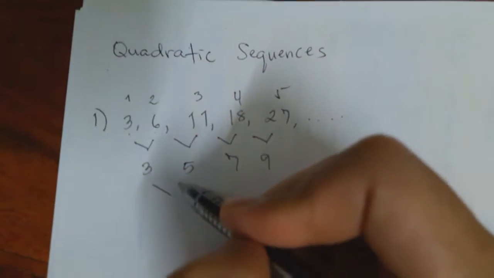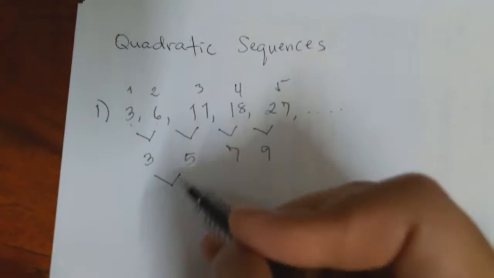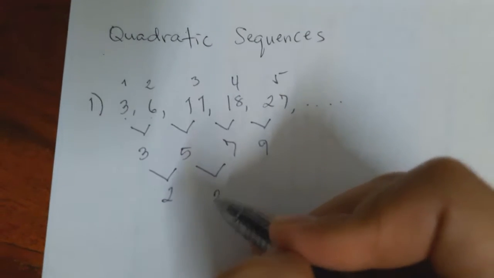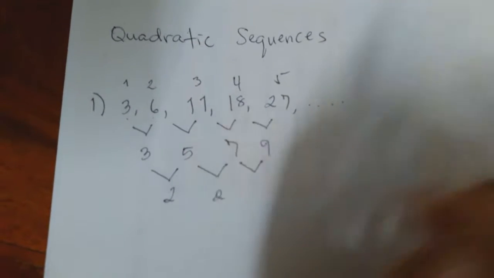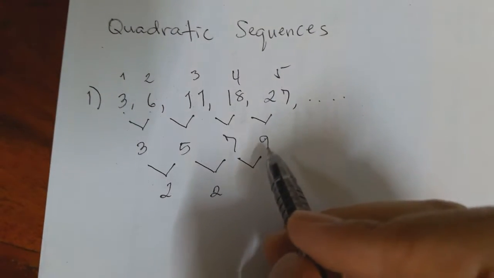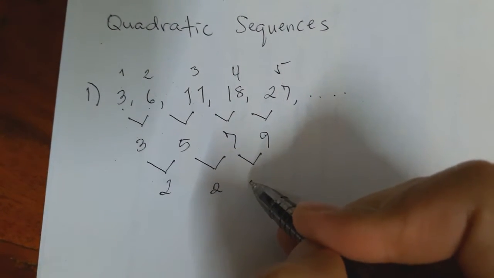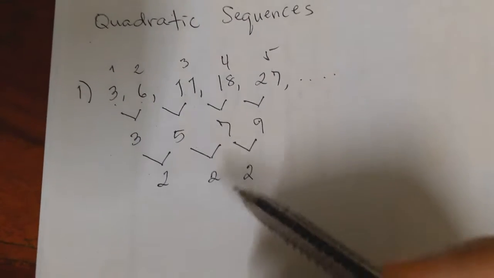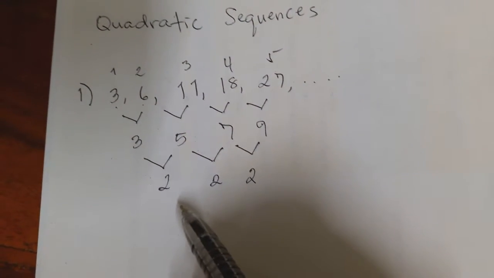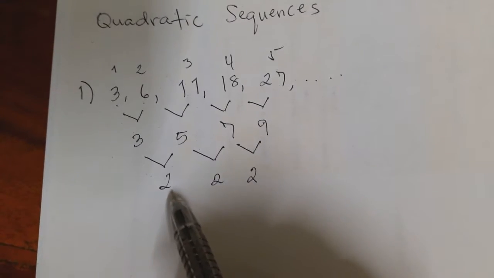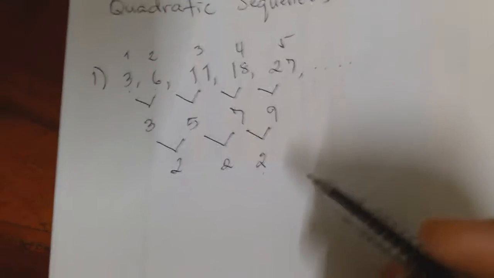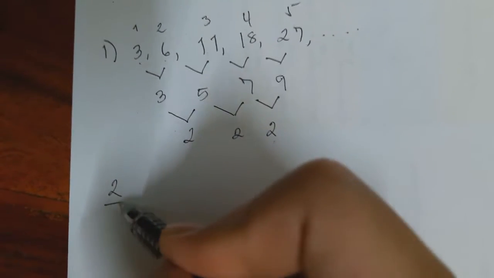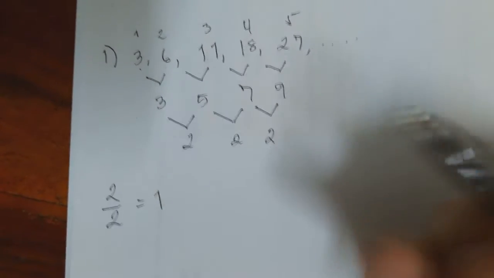So let us do the second one. 5 minus 3 is 2. And 7 minus 5 is 2. Then 9 minus 7 is 2. Okay, since all are 2, we have to divide it by 2. So 2 divided by 2 is 1.